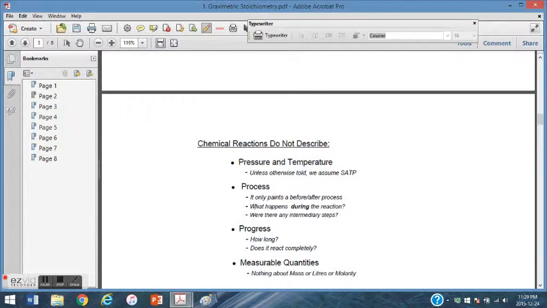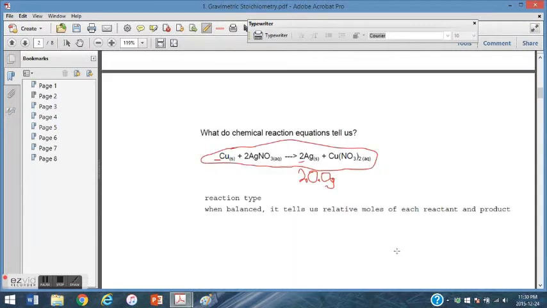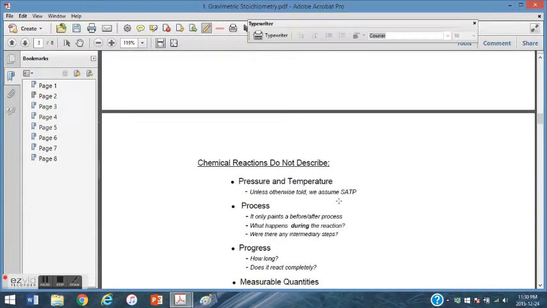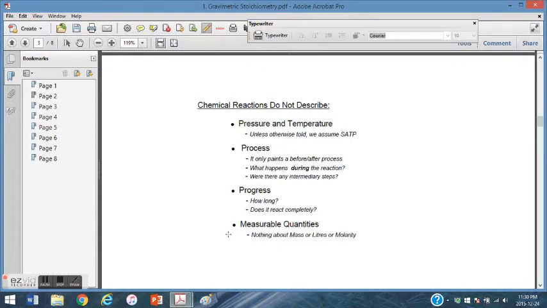Process. The reaction does not tell us about the process. It paints a before and after picture. What happens during the reaction? Were there any intermediary steps? Maybe it starts off as a clear liquid, it turns purple, then it turns blue, then it turns red, green, yellow, and finally settles on blue. We don't know. That's not told to us. The process isn't told to us. The progress doesn't tell us how long. Doesn't tell us if it reacts completely.